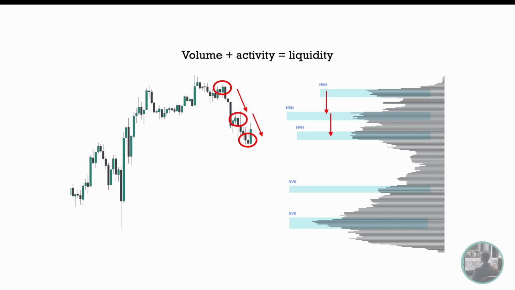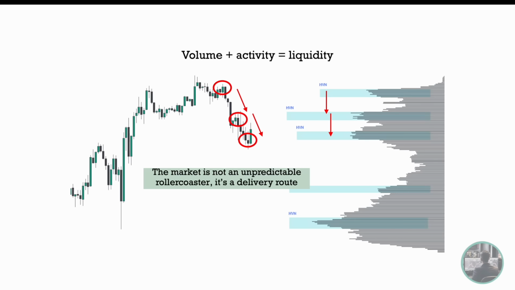So instead of thinking of price like some unpredictable roller coaster, start thinking of it like a delivery route. It stops at one location, picks up or drops off liquidity, then moves straight to the next destination. That's why when you start reading volume profile correctly, you can actually anticipate where price needs to go, not just where you hope it goes.